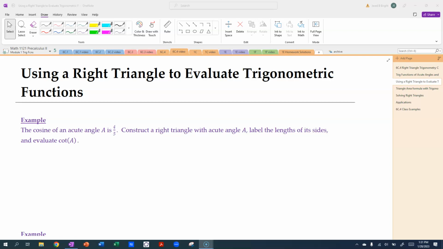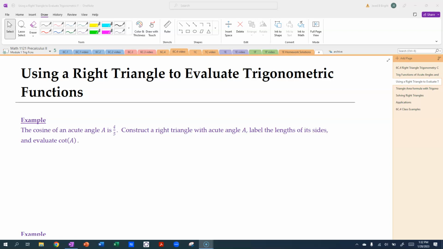Welcome, and we are going to continue using trigonometric functions with right triangles. These are just going to be some more examples for you to work through. First example that we're going to look at says that cosine of an acute angle A is 4/5. Construct a right triangle with this acute angle, label its sides, and then evaluate cotangent of A.